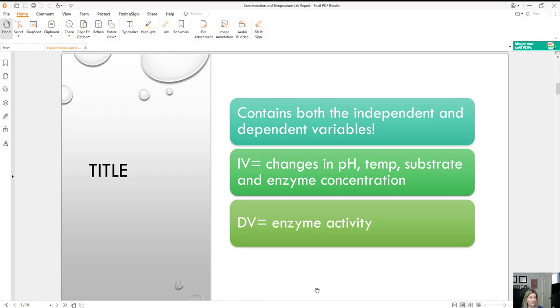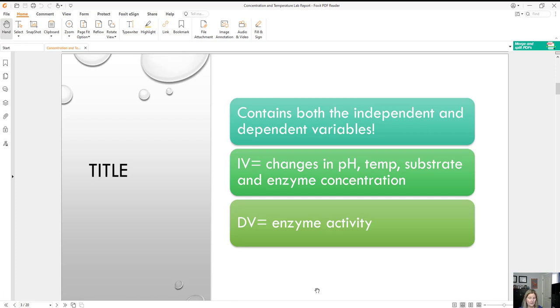And what was the dependent variable, the responding variable? Well, that was how the enzyme functioned, and we looked at the amount of foam that was produced. That demonstrates that the enzyme actually did its job. It converted the hydrogen peroxide into oxygen and water.